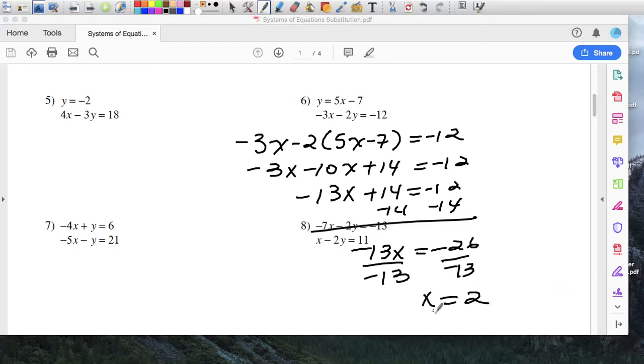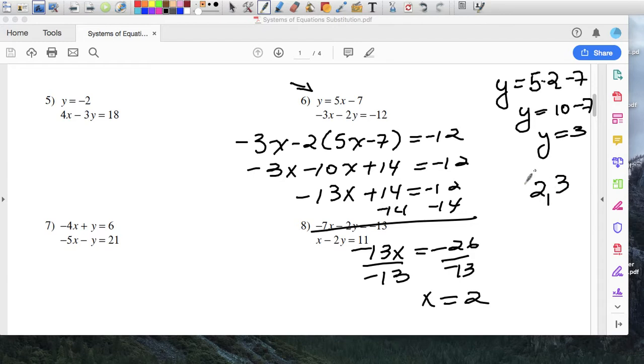Now I can take that and go back here to my first equation, right? And I can write 5 times 2, because I know what x is now, minus 7. Y equals 5 times 2, which is 10, minus 7, and y equals 3. So, like I said before, the point of intersection of these two lines would be here, and that solution would make both equations true.